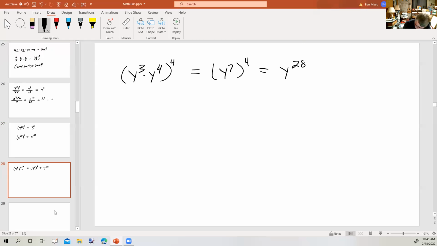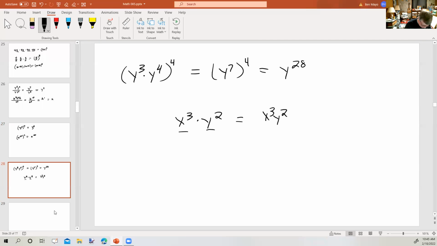We need to be careful. Let's say we have x cubed times y squared. That is not xy to the 5th power. That is x cubed times y squared. The bases aren't the same. So the rule we looked at doesn't apply. So you need to not only focus on when to use the rules, but when not to use the rules, when they don't apply.